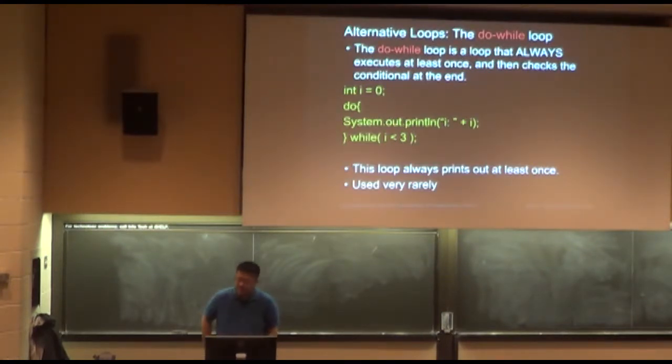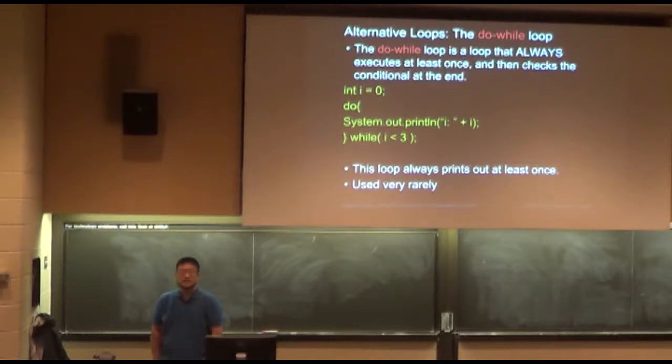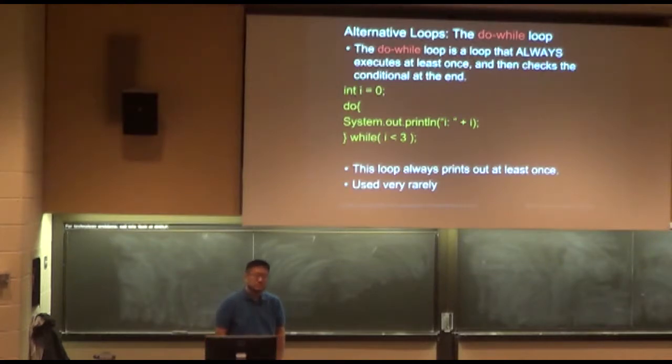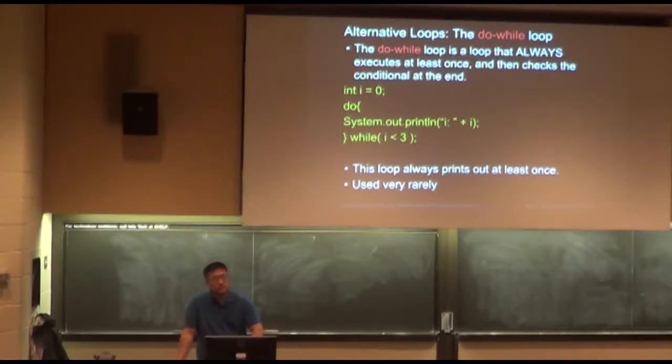Okay, so I told you in the beginning that there would be three kinds of loops. I showed you the while loop in the beginning because it's the simplest. The while loop looks very much like the if statement, and the if statement is something that we've seen before, so that's good.